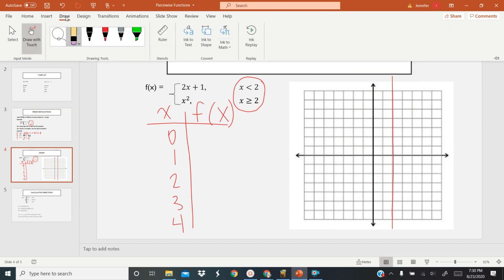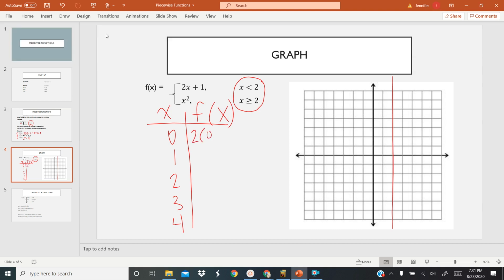So I'm going to use my red pen. All right, first I'm going to start by just filling in this table of values. For f of 0, that means you're plugging in a 0 for x. You're going to be using that first equation, so 2 times 0 plus 1. We did that on the last one.